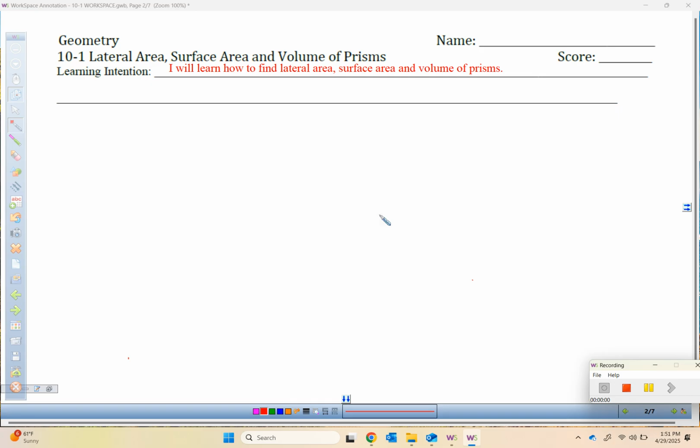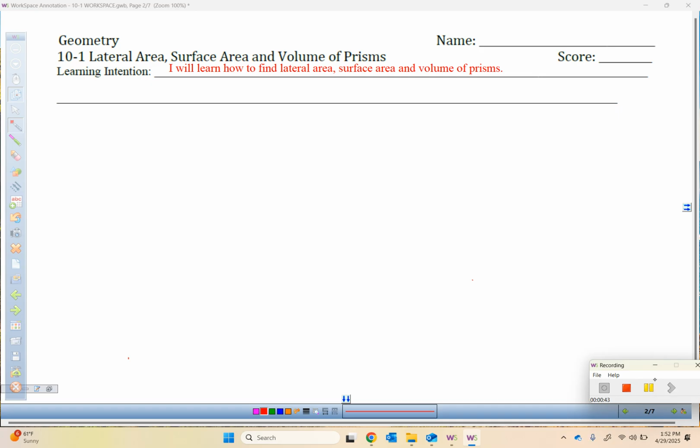Yes, the formulas are on our assignments, but I invite you to start to get used to your formula card as well, because this is what you will be using on your test. Okay, so let's go ahead and get this learning intention down. It is, I will learn how to find lateral area, surface area, and volume of prisms.